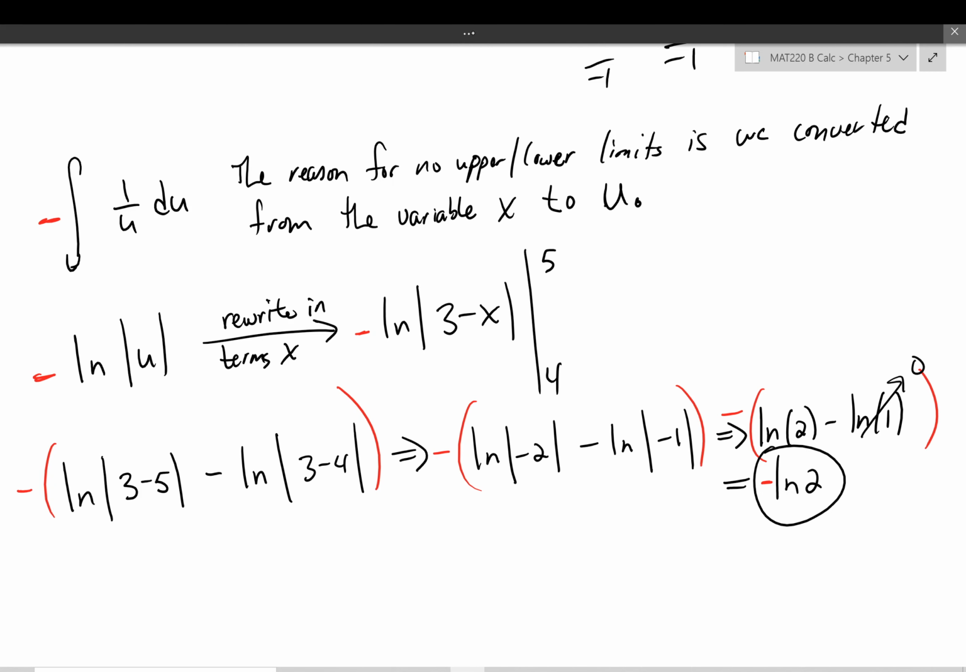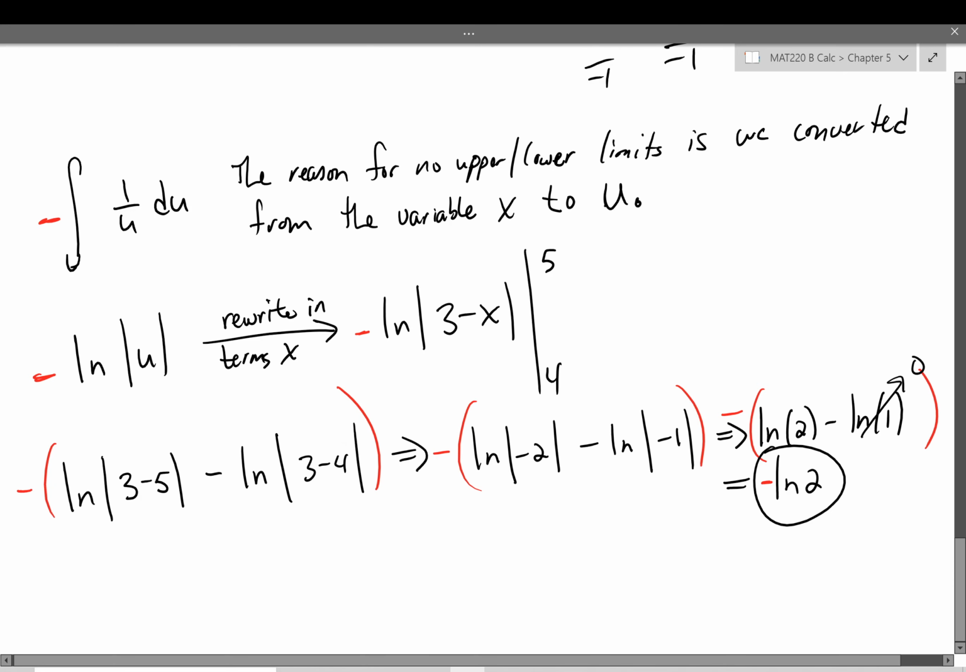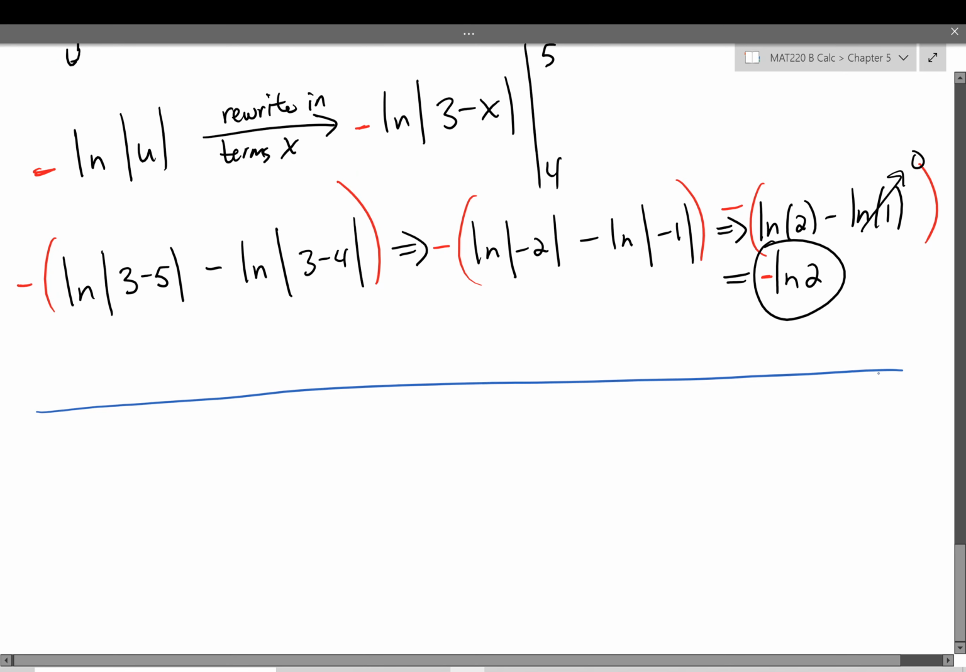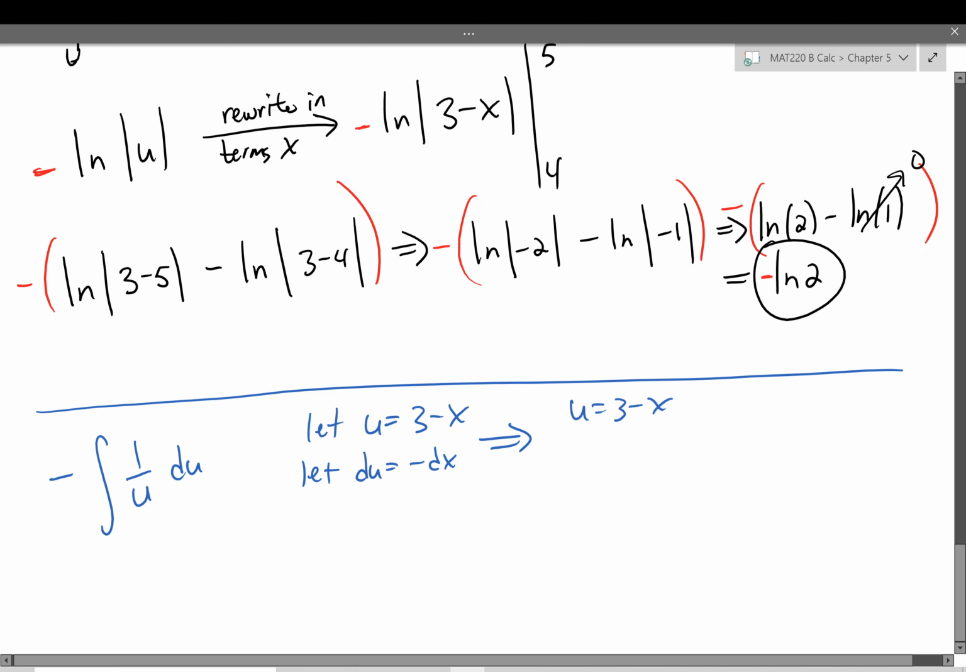Now, that was the first way to do this problem. In blue is going to be the second way. All right, so give me a second here. I'm going to catch up. So we went ahead and we made negative. Don't want to forget that negative this time. So it's going to be negative 1 over u du. Remember, we let u equal 3 minus x, and we let du equal negative dx, where we rewrote it as u equals 3 minus x, and negative du equals dx. So now we're all caught up.